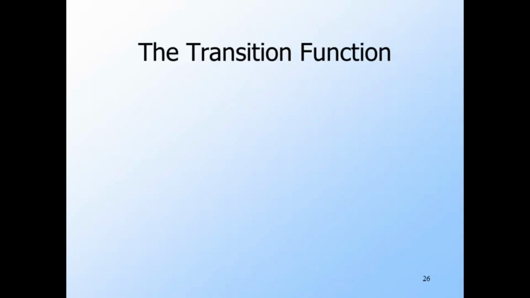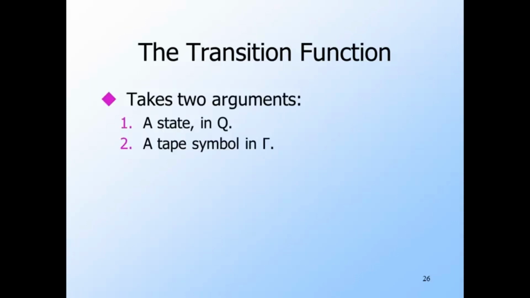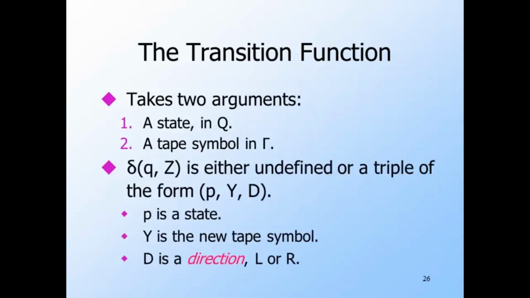The Turing machine is deterministic, and moreover, it does not have to have a move in any situation. Delta takes two arguments, the state and the symbol scanned by the tape head. Delta of Q, Z, for state Q and tape symbol Z, can be undefined, in which case the Turing machine can make no more moves scanning a Z in state Q, and the Turing machine is said to halt.